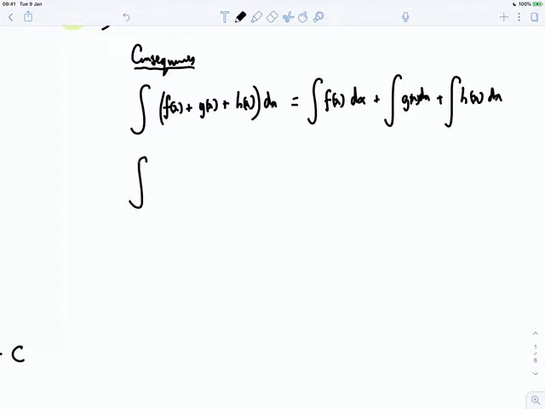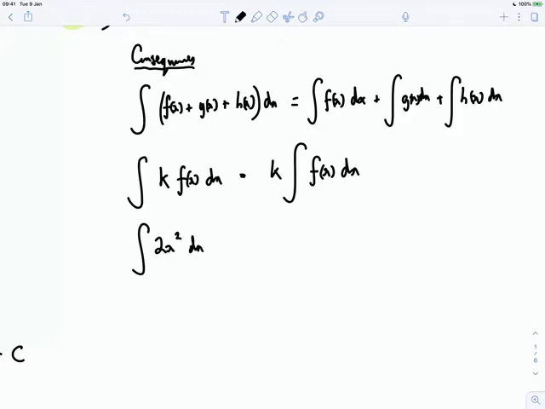Okay, next up. If I have some constant value, and this is important, times f of x dx, then this is the same as if I take the constant value out, f of x dx. Okay, so it's really important. So for example, if I had the integral of 2x squared dx, that's the same as 2 lots of the integral of x squared dx. So I can take constant terms like 2 out. That's fine.